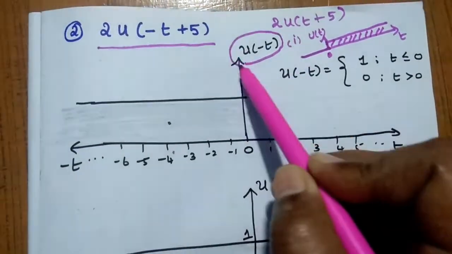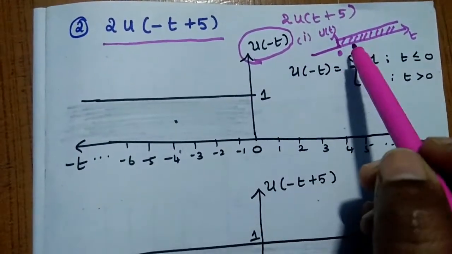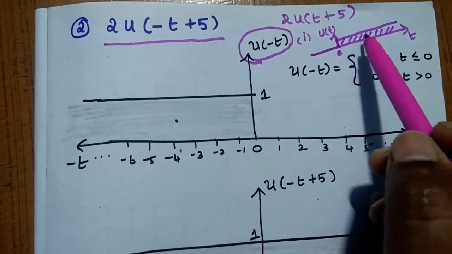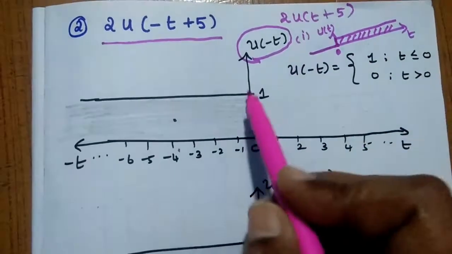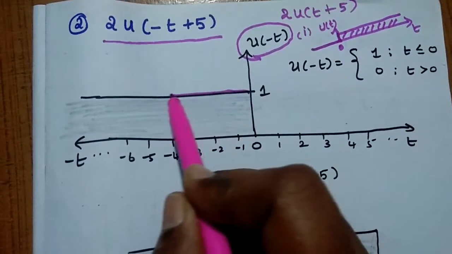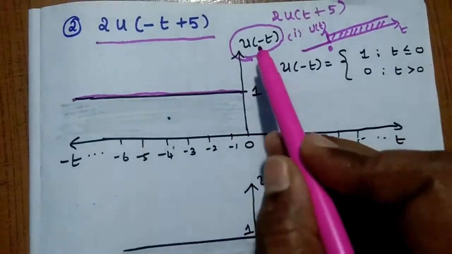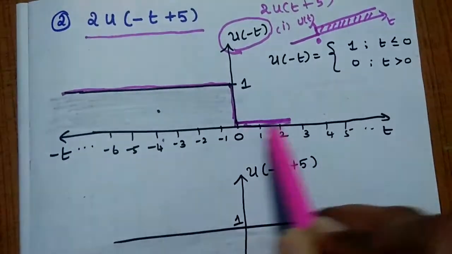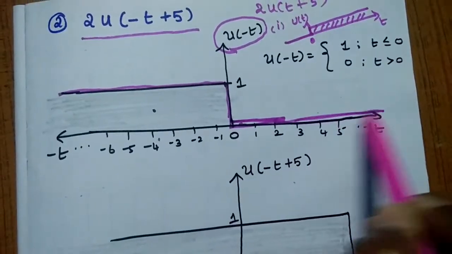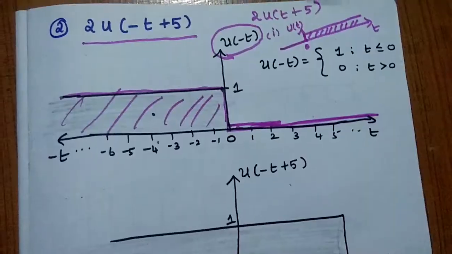U of minus t means what? It is a time reversed signal. That is the mirror image of the signal. So this u of t is reversed. This is time, this side positive, this side negative. So it is the negative side of the signal. So here it is the time reversed signal. It is 0. So this is what? U of minus t. Okay.